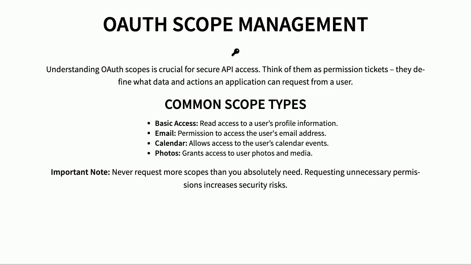Okay, let's talk about OAuth scopes. They're like permission slips for your API applications. Basically, when an app wants to access user data, it needs to ask for specific scopes. These scopes define exactly what the app is allowed to do. We have basic access, which lets apps read profile info, email, calendar, and photos, each offering a different level of control over the user's data. Now, always remember, only request the minimum necessary permissions to keep things secure.